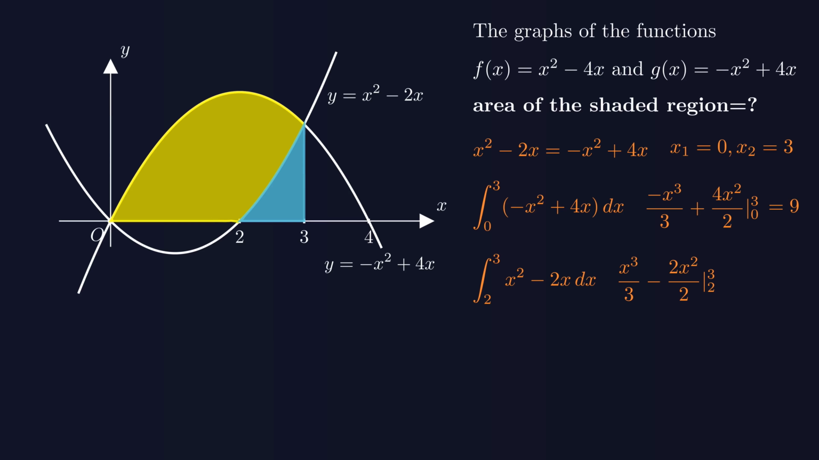If you plug in the upper limit, x equals 3, you get 9 minus 9 equals 0. If you plug in the lower limit, x equals 2, you get 8 over 3 minus 4 equals 4 over 3. So the blue area is 4 over 3, and the total area was 9. That means the yellow area is 9 minus 4 over 3, which is 23 over 3.